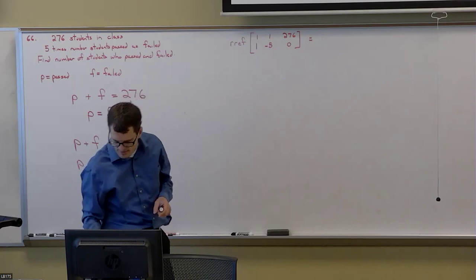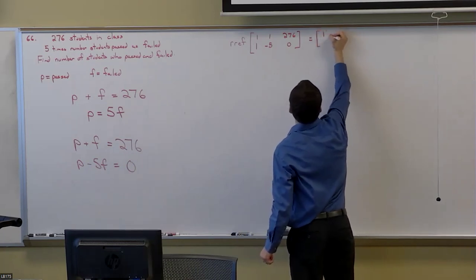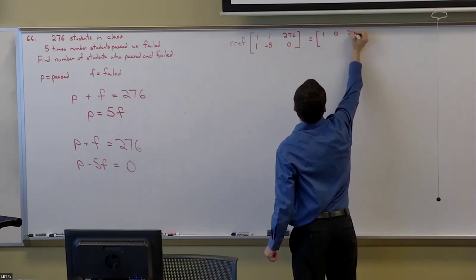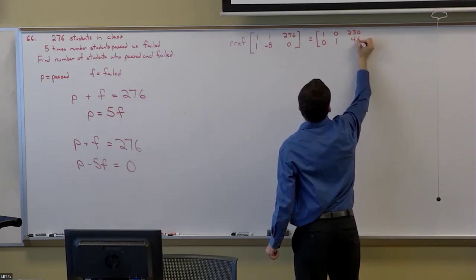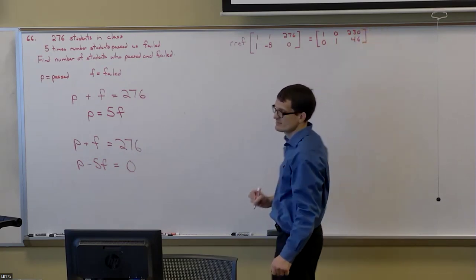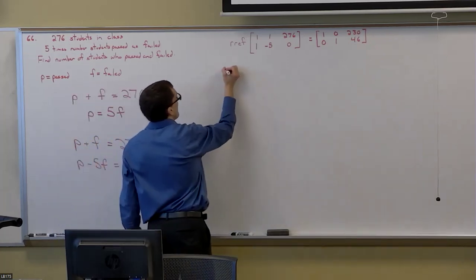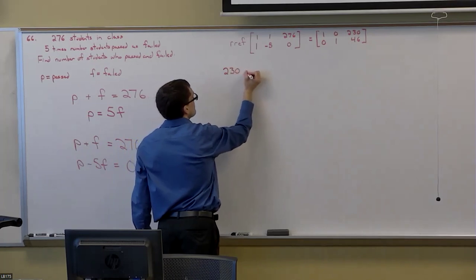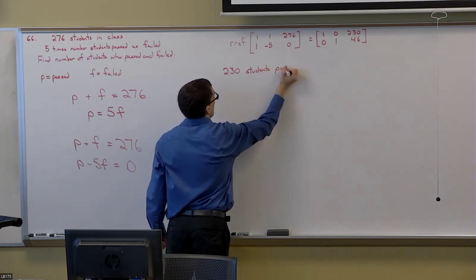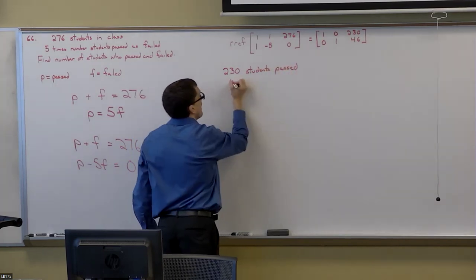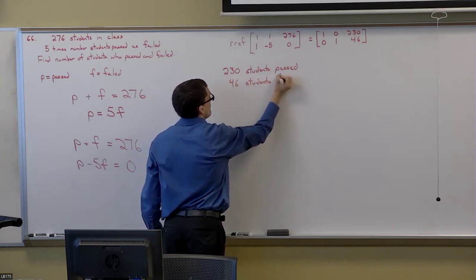And what I got is that the row reduced echelon form of the matrix is 1, 0, 230, 0, 1, 46. And that means 230 students passed and 46 students failed.